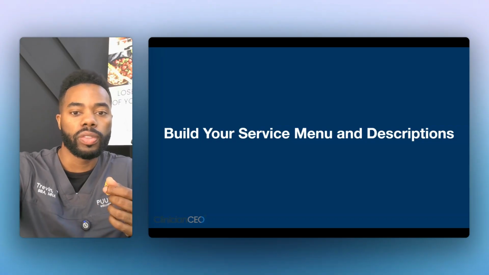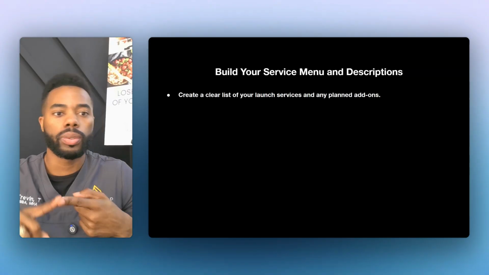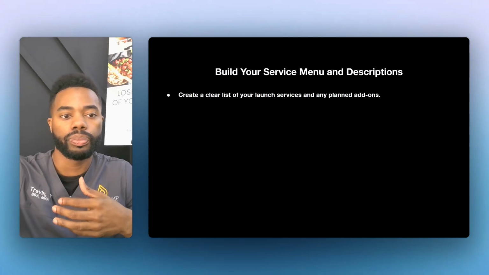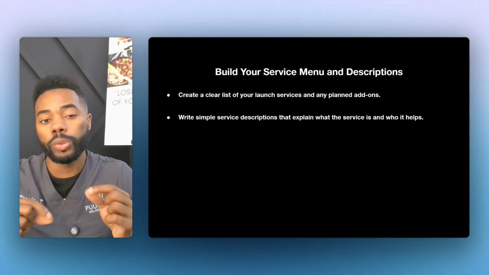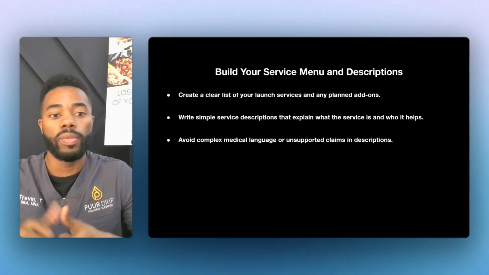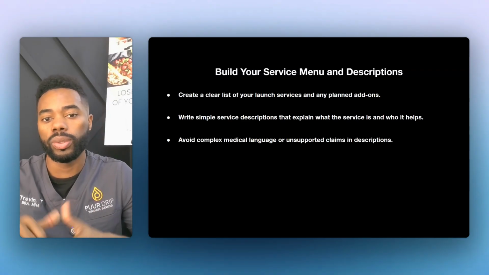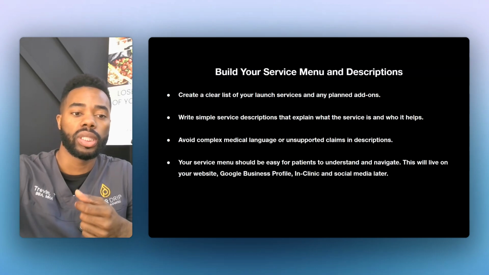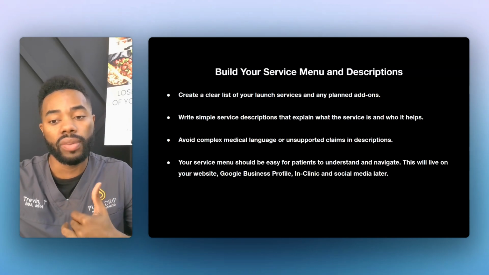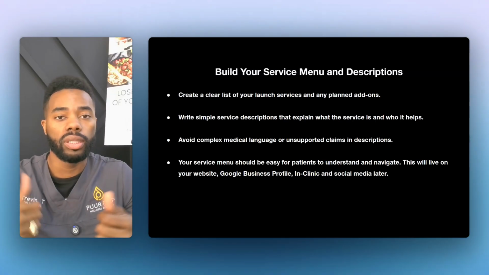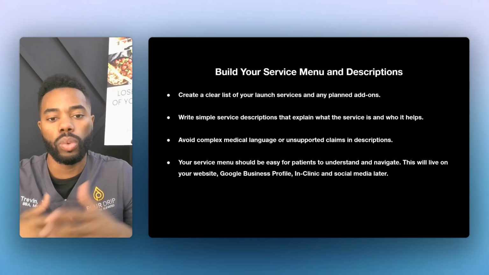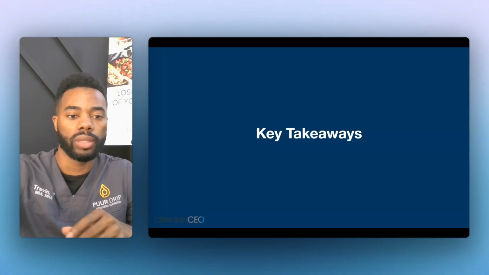So you want to build your service menu and descriptions. Create a clear list of your launch services and any planned add-ons. You want to write down simple service descriptions that explain what the service is and who it helps. You want to avoid any complex medical language or unsupported claims in your descriptions. And then you want your service menu to be easy for patients to understand and navigate. This will live on your website, your Google business profile, in your clinic, and on social media later. So again, you want to make that very easy to understand.